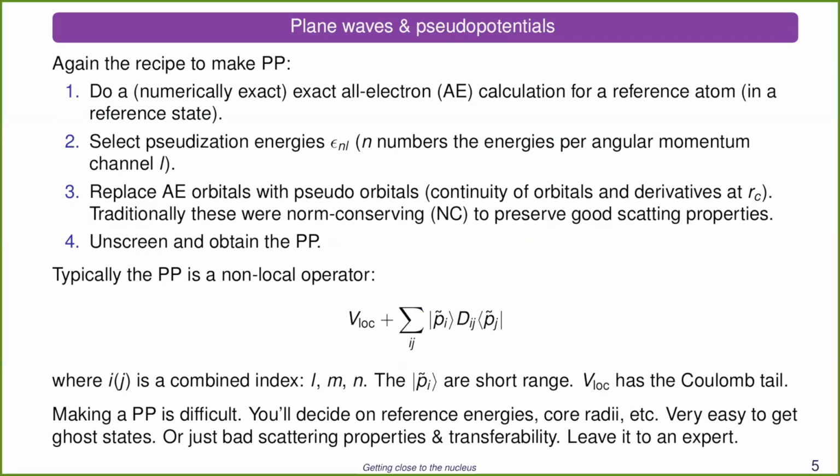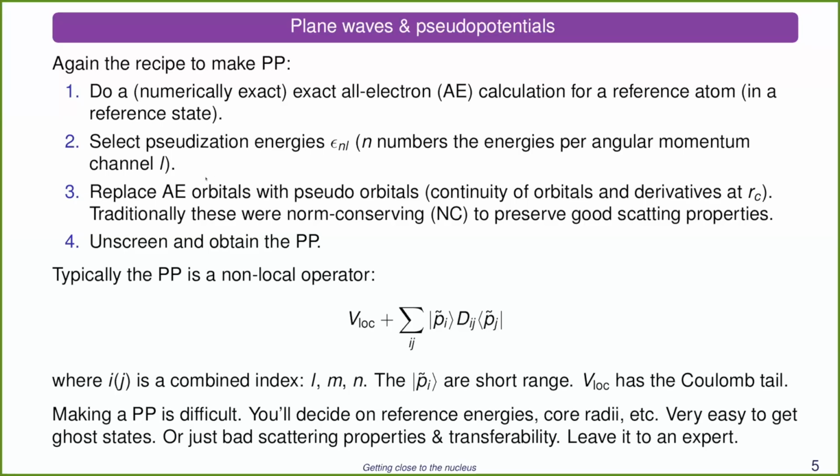Okay, now here you see the same thing as in the previous slide, but now in words, the recipe to make a pseudopotential. You first do an all-electron calculation for a reference atom in a certain state. And then you select the energies where you're going to make the pseudopotential. Those energies are typically numbered 1, 2, 3, 4 with the energy levels, but they're also labeled with the angular momentum channel, the big L over here.